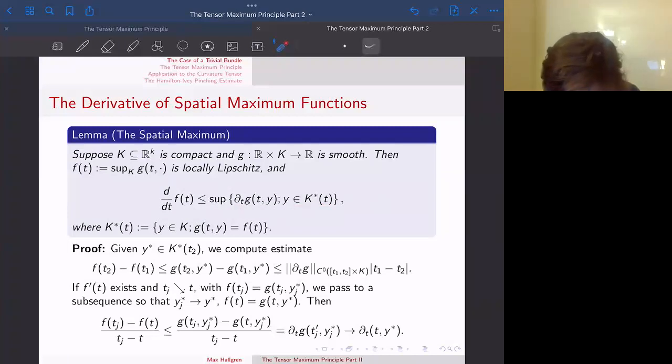K star of t here is the set of points y where the spatial maximum of g at time t is achieved. Let me first finish the statement and then give an example. So the derivative of the spatial maximum is at most the partial derivative of g at any point where this spatial maximum is achieved.